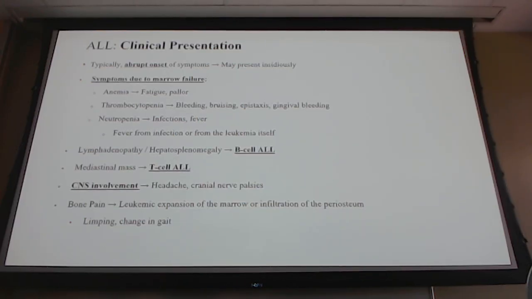But limping, gait change, right? So think there's something going on with that. You're having that expansion of the marrow or infiltration into the periosteum, right? But B cell, T cells, understand those different masses, why they would generate in these places, that's CNS involvement, right?